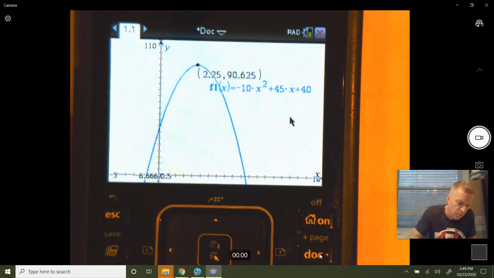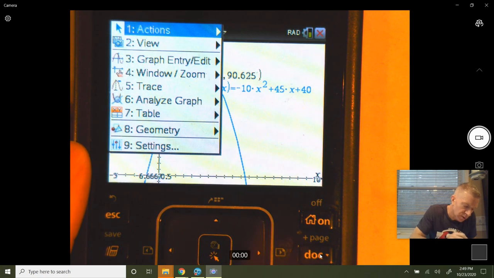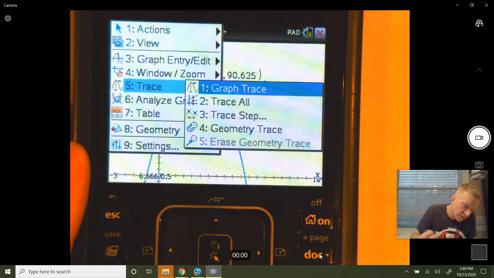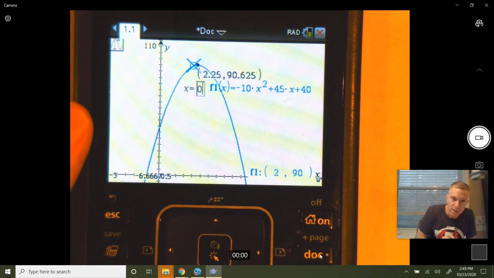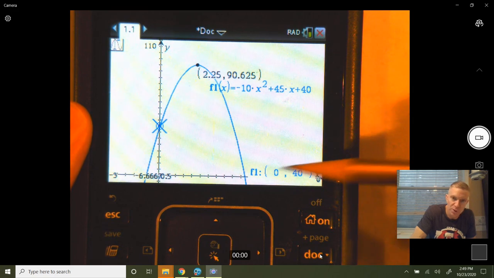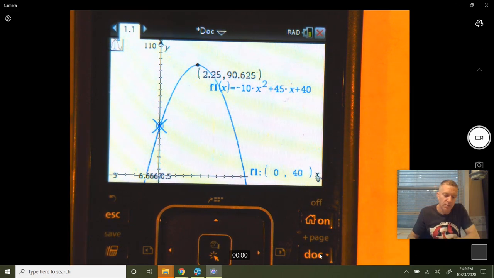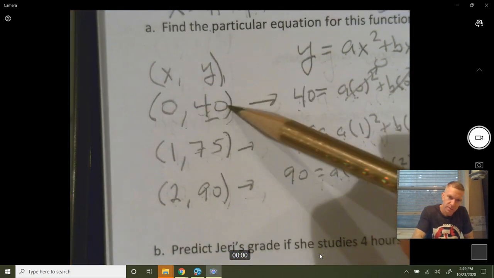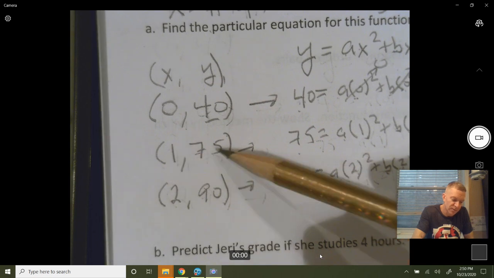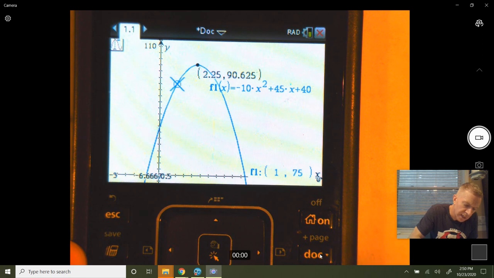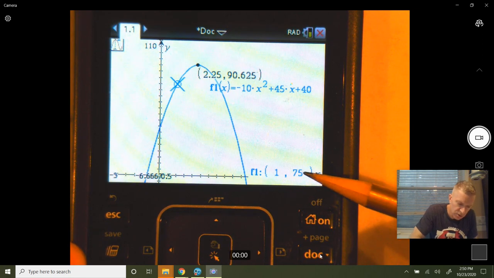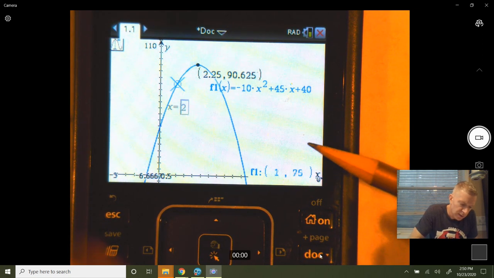We can do a trace, which is menu 5-1, menu, trace, graph trace 1. Now I'm in trace mode. I can type in any x value I want. I type in a 0, hit enter. See what it does. It gives you that 0, 40, which was our given point. We know we got that right. If we look at our points, 0, 40, and then I can type in 1, hopefully get 75, 2, hopefully get 90. I typed 1 and I got 75, 2, and I got 90.